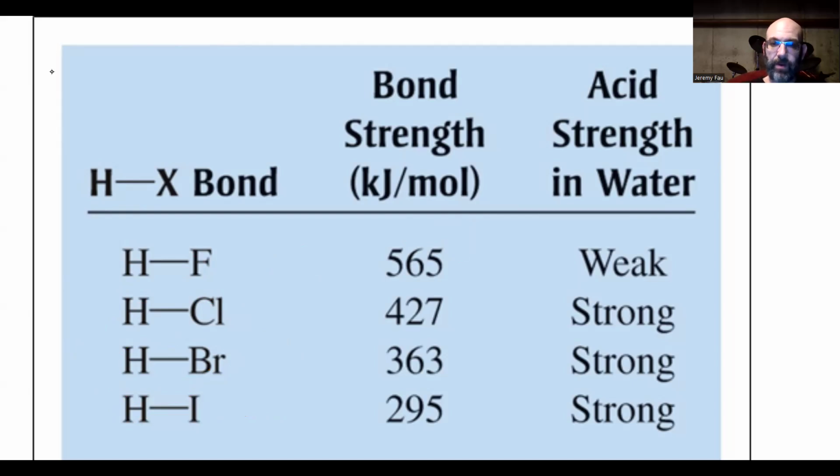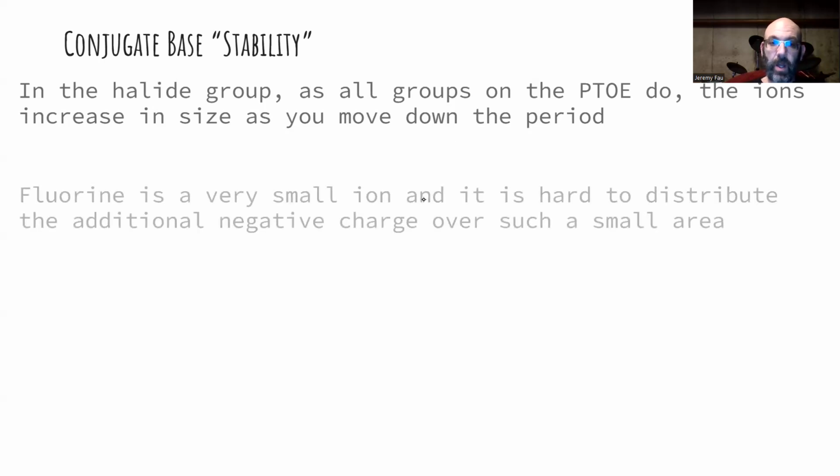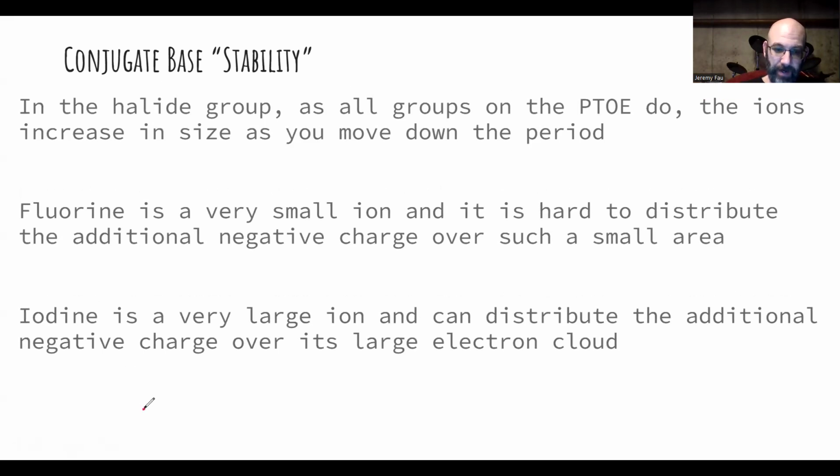And the other part that we talked about was conjugate base stability. Now, this holds true for all things, but let's look at just the halides. As we go down the periodic table, the ions get bigger. So fluorine is not super big at all. It's very small. It only has two energy shells and they're very close together. Iodine, on the other hand, is much bigger. It has five energy shells. Much, much bigger.